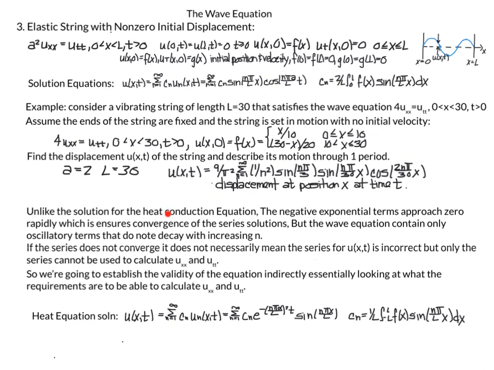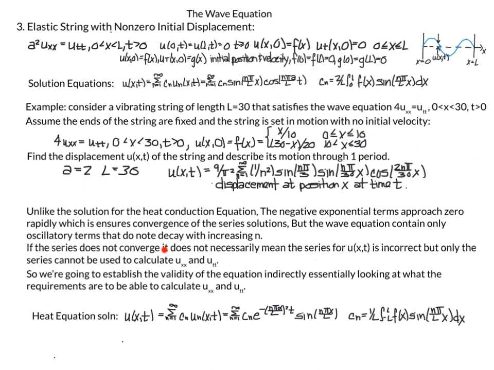Unlike the solution for the heat conduction equation, which I've written here for your reference, this negative exponent approaches 0 rapidly, which was what ensured the convergence of the series solutions. But the wave equation doesn't have anything that's exponentially decreasing. In fact, it just has a bunch of factors that oscillate, and they do not decay with increasing n.